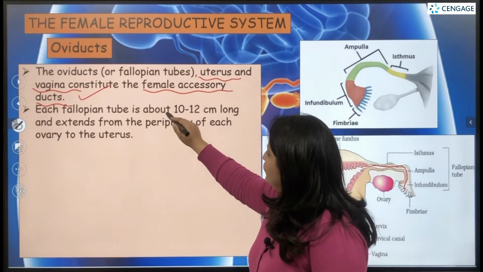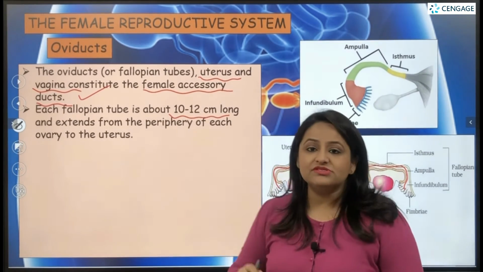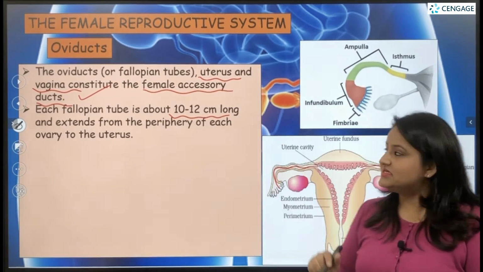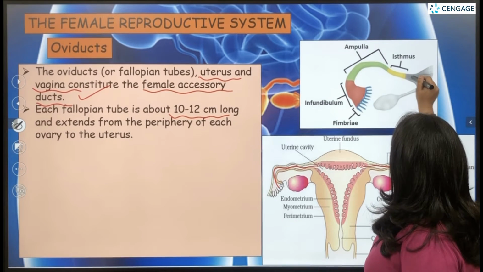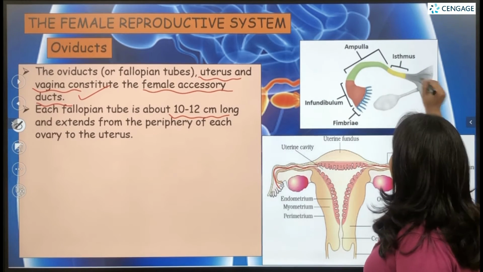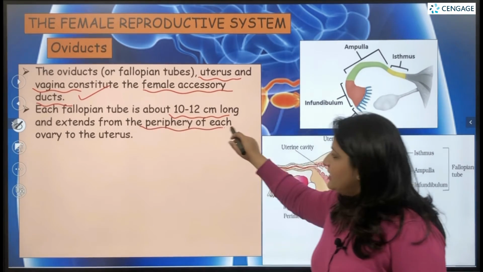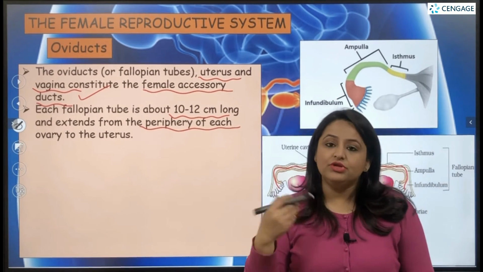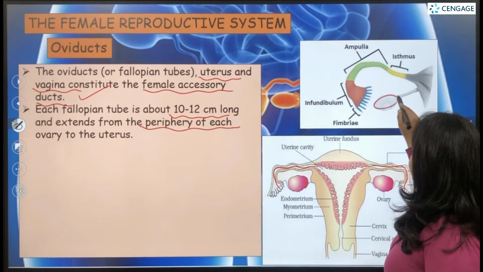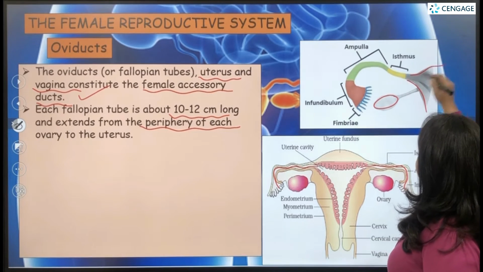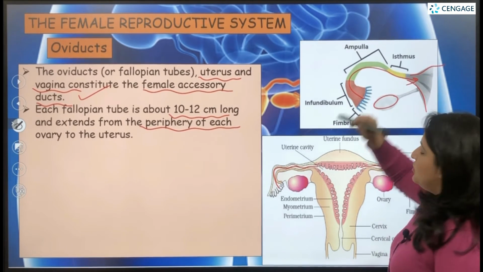Each fallopian tube is approximately 10 to 12 centimeters in length. So the length of this whole tube is about 10 to 12 centimeters. And they extend from the periphery of each ovary to the uterus. So this is the ovary and this is the uterus. They are present over here.